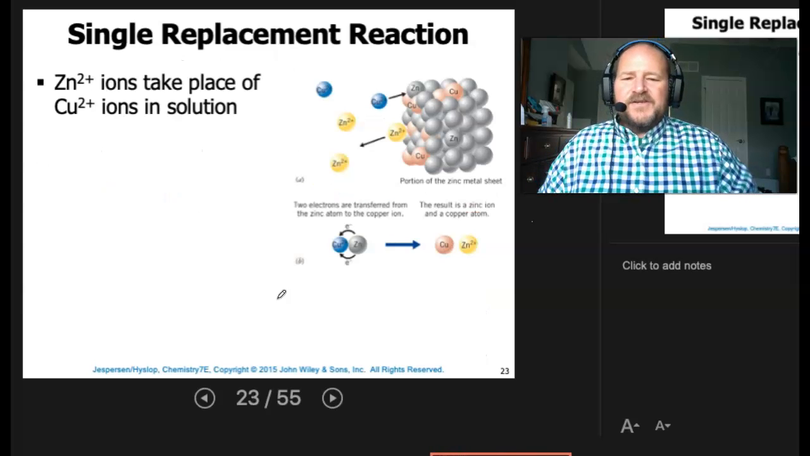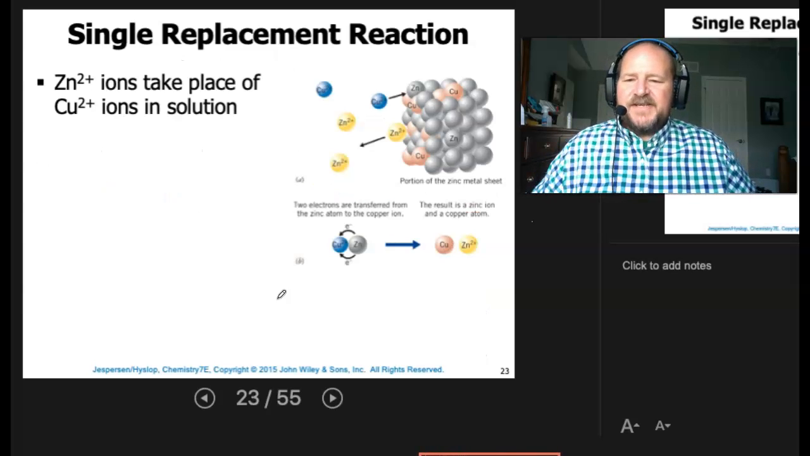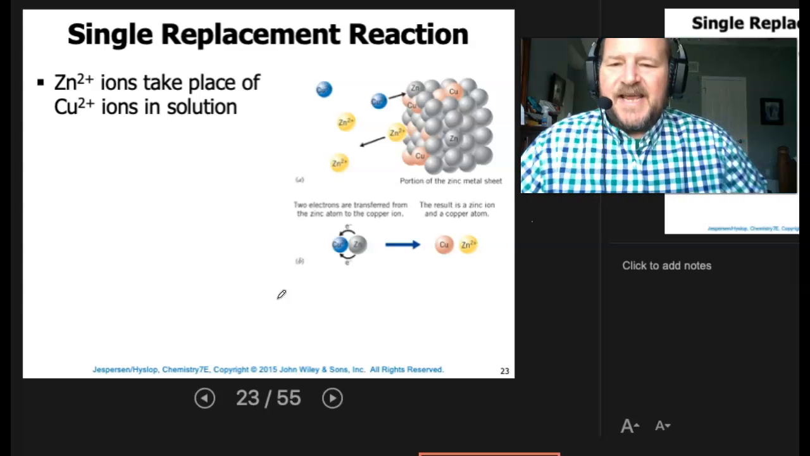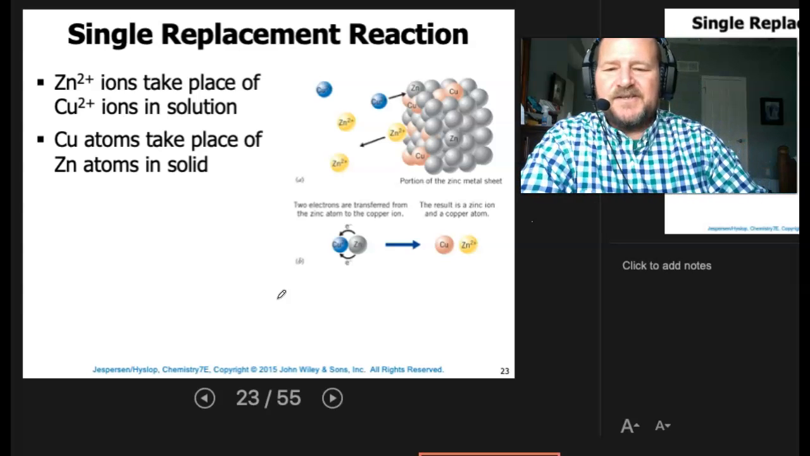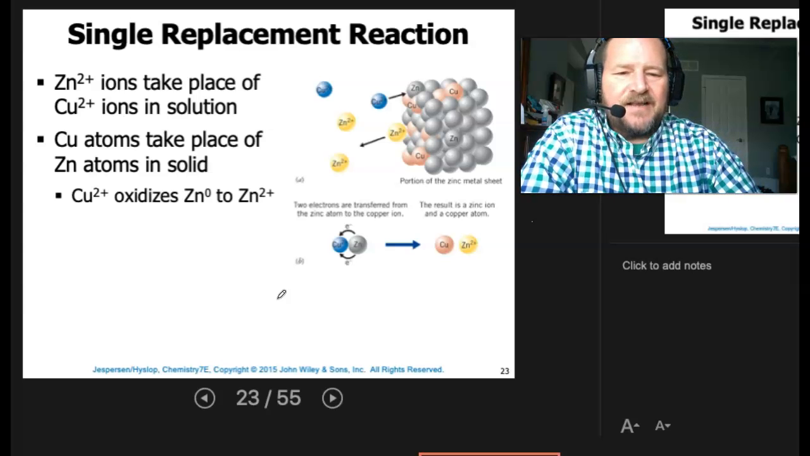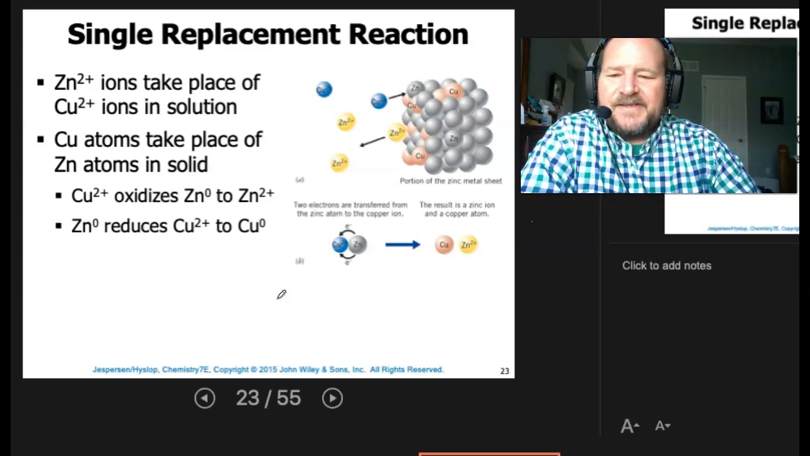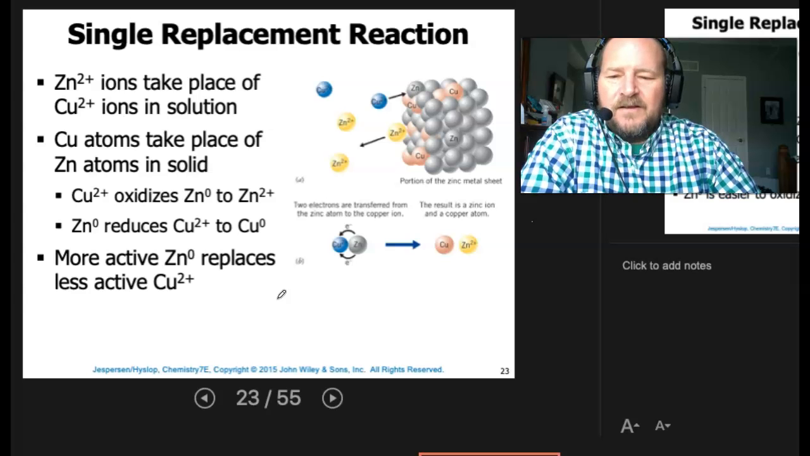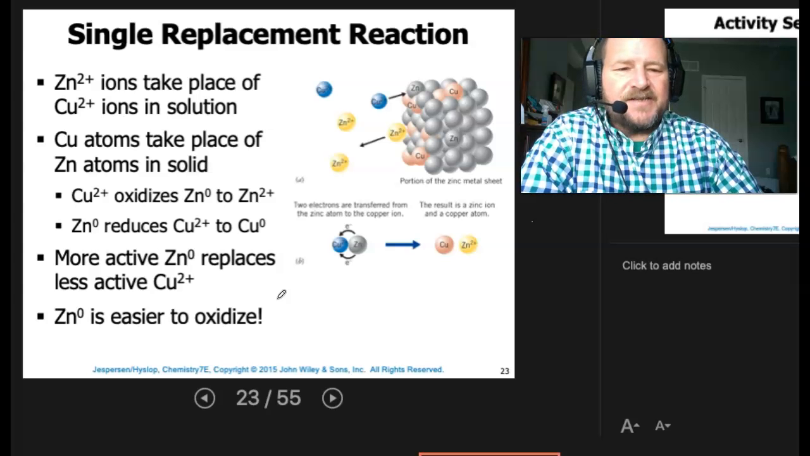All right, so your single replacement reaction then: Zn2+ ions are taking the place of the Cu2+ ions in solution. Copper atoms are taking the place of the zinc atoms in the solid. So Cu2+ oxidizes the zinc to Zn2+, and the zinc, of course, reduces the copper to Cu0. The more active zinc replaces the less active copper. Okay, so zinc is easier to oxidize.